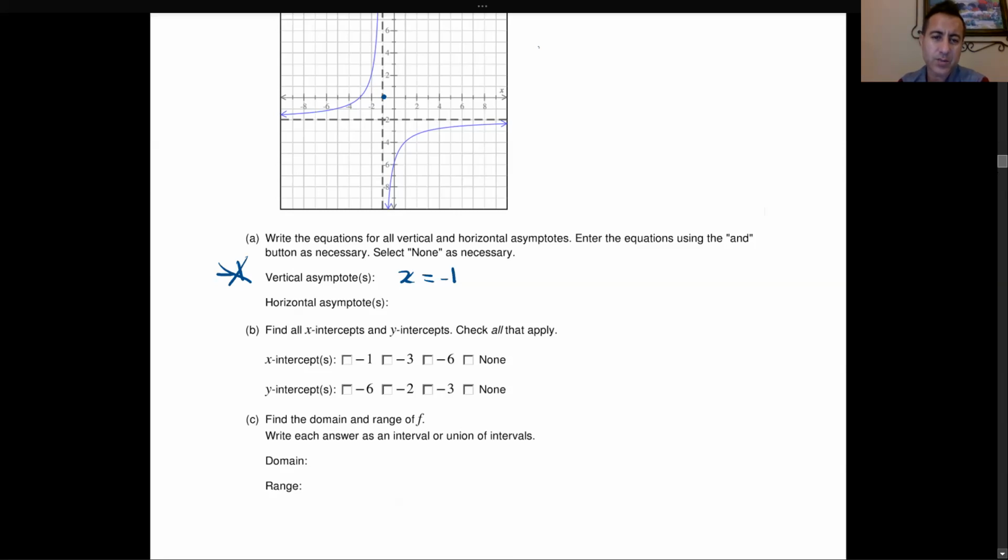The horizontal asymptote it's here at y equal -2. And it looks like that's all. We have one of each.